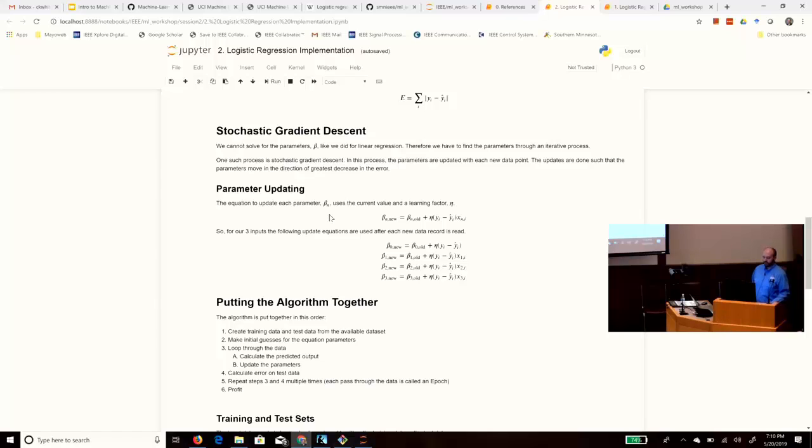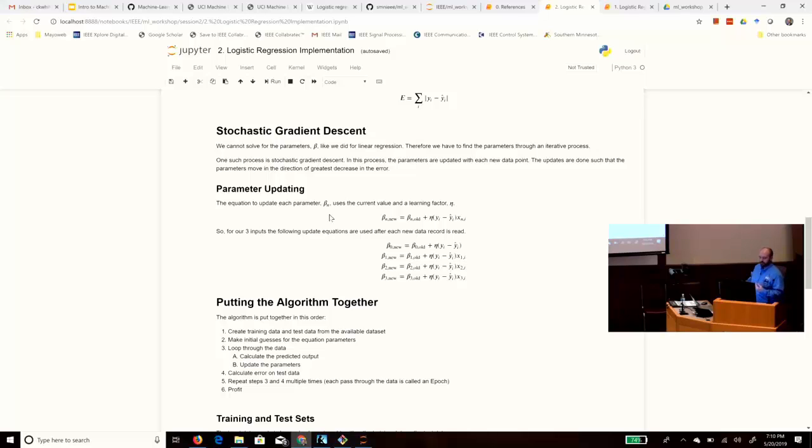So what we need is some equations for updating the parameters. Now we have 3 inputs, but we need that bias term, the one without an x attached to it. So we have 4 parameters we have to solve for, okay?